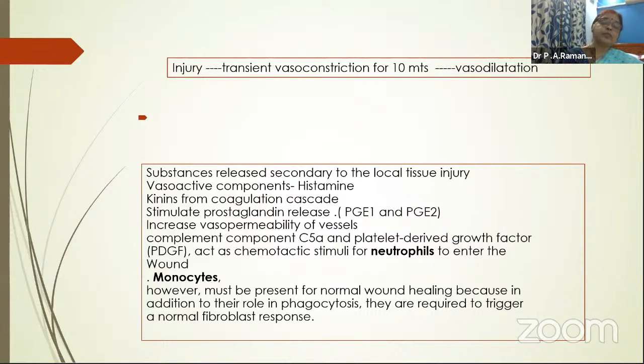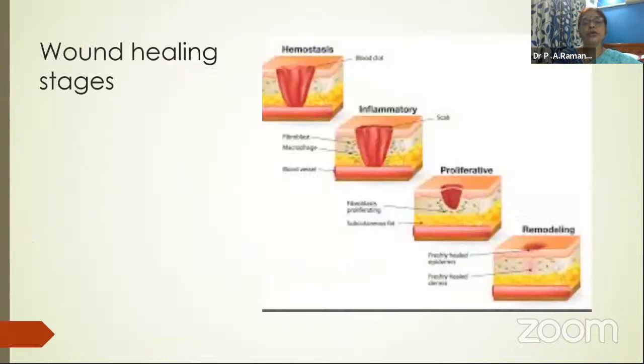Now the second response is the fibroblastic activity. Now I'll just show you the picture. See here, first is the hemostatic phase, then the inflammatory phase. The third phase is the proliferative phase. The fourth phase is the remodeling phase. Normally, they exclude the hemostatic phase. They say 3 phases for wound healing: inflammatory, proliferative, and remodeling.